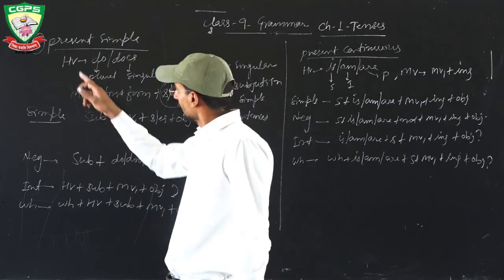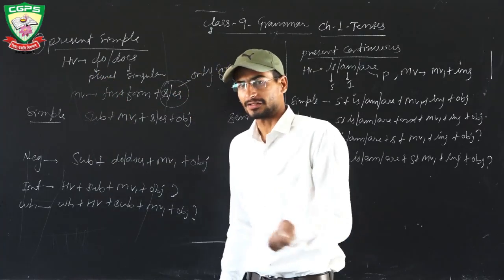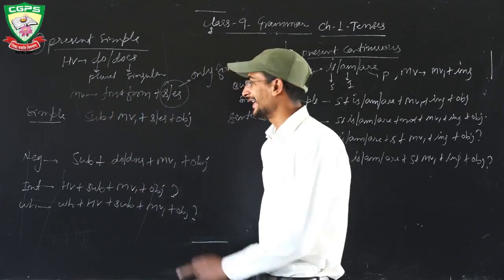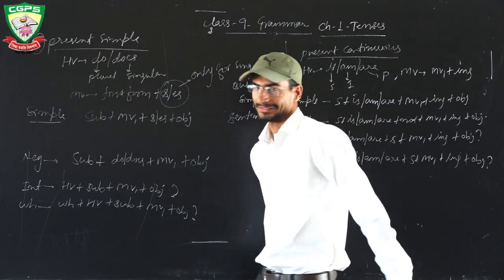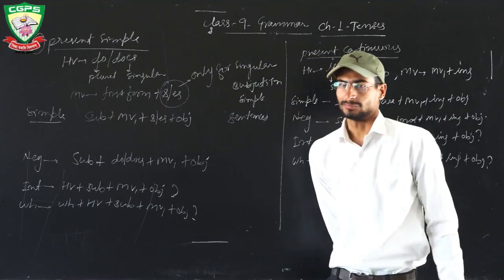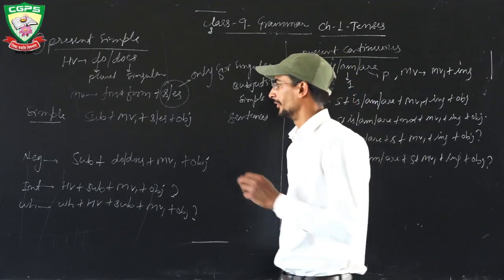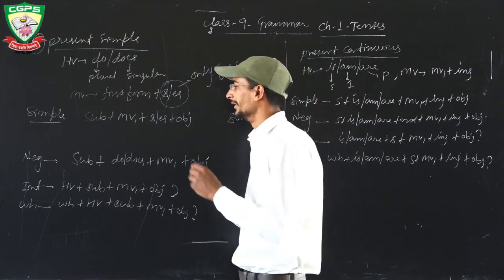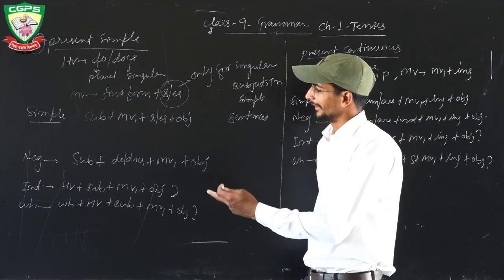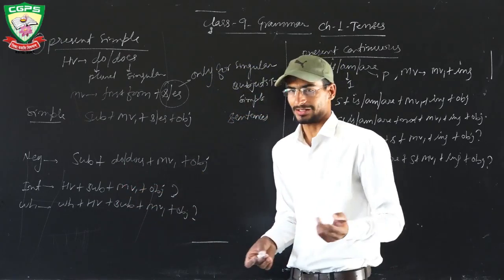First part is present simple tense. Present simple tense, helping verbs are do or does. Do is used for plural subjects, does is used for singular subject, and main verb is used first form plus s/es. First form plus s/es means first form with s or es comes only for singular subject in simple sentence. With what will it come? Singular subject and only in simple sentence. In the rest, first form will come, s/es will not come. Simple sentence: subject, main verb first form s/es, object. Negative: subject, does not, main verb first form, and object. Interrogative and WH word structure are same.